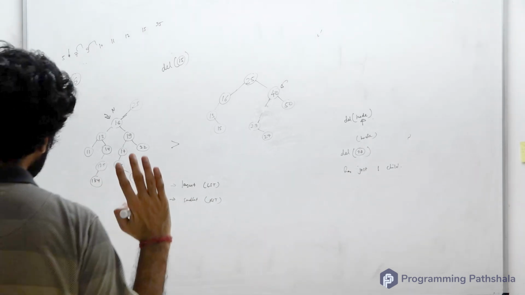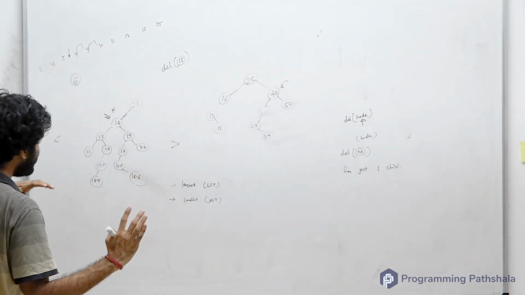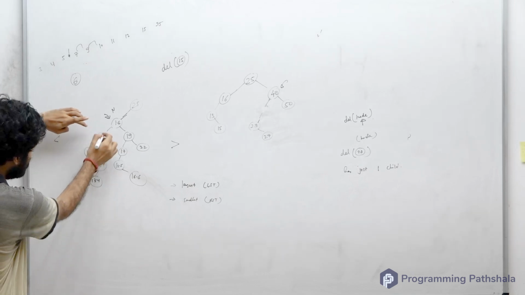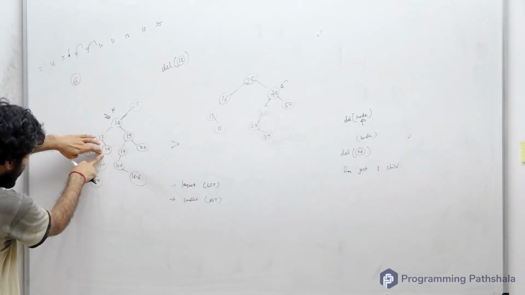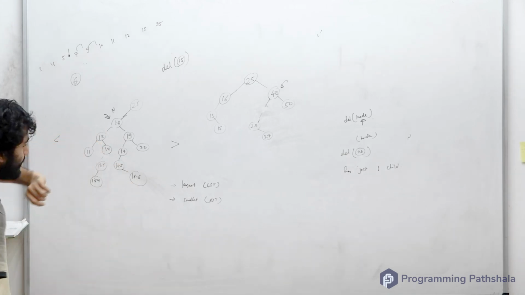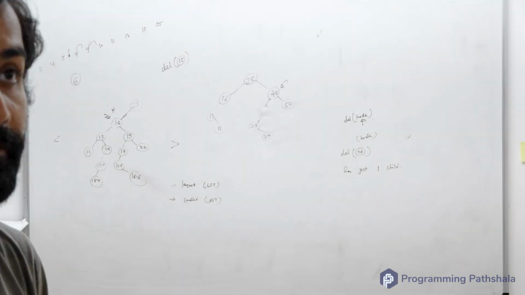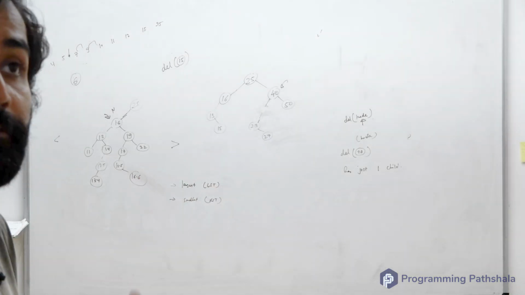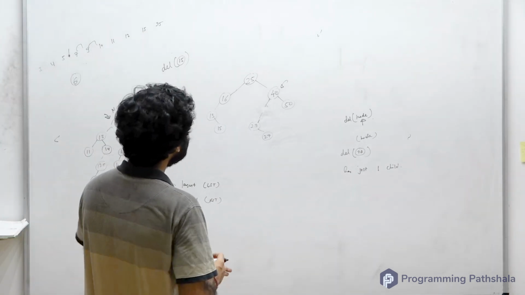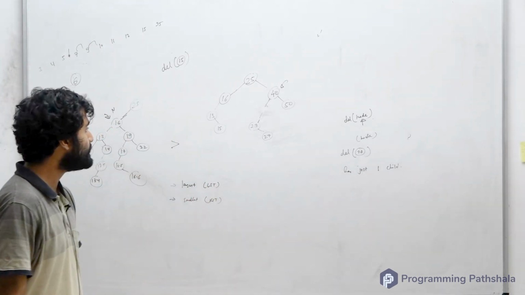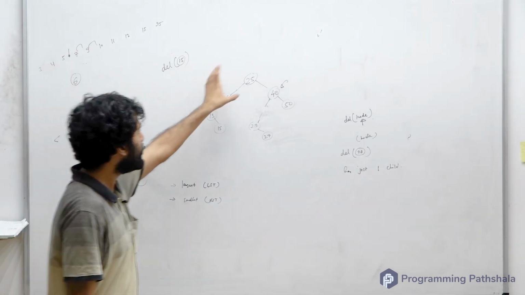Can it ever happen that the largest in the left subtree has both the left and right children? It can never happen, because if it had, then it would not have been the largest. Why? Because, can you tell me which will be the largest node in any BST? Which will be the largest node in a given BST?